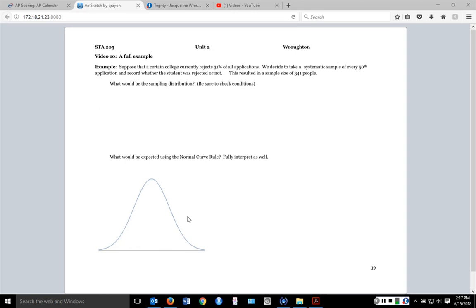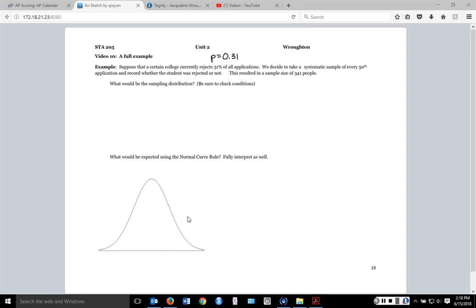Next, I know that I have this 31% and I need to figure out what that's going to represent for me. So that 31% is going to be a decimal of 0.31, but I need to figure out if that's going to be a sample proportion or if it's going to be a population proportion. So what applications are we talking about? Well, it says all applications. So that all is going to help me realize that that's going to be a population proportion, or that my p is going to be 0.31.